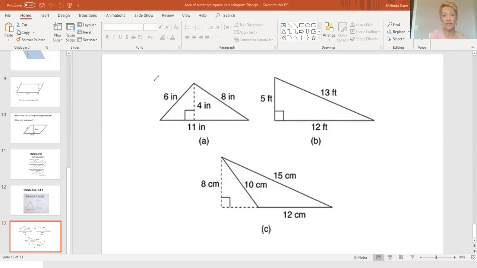Over here, I'd add the 6 and the 8 and the 11 to get my perimeter, okay? And get my 25 inches. And here, I would be adding for perimeter my 10, my 15, and my 12. So, you know, you don't want to get those two things confused, okay? All right, so that's how we do area of triangles and parallelograms and rectangles and squares.